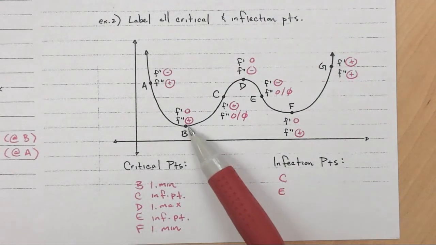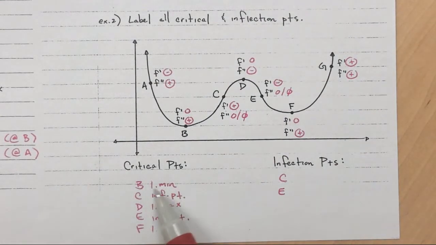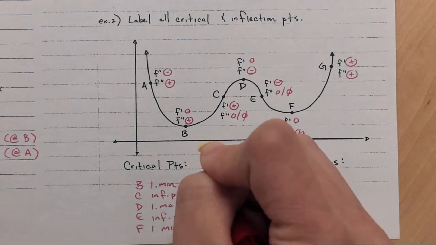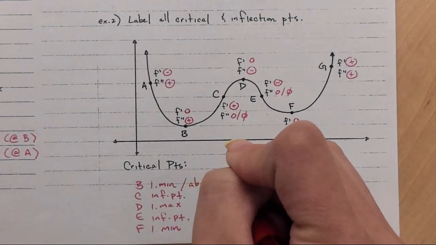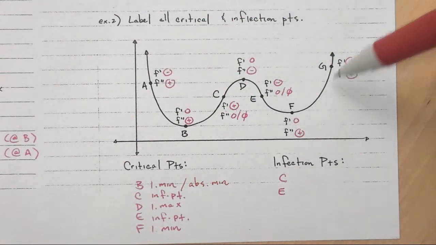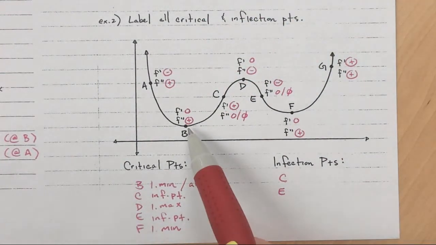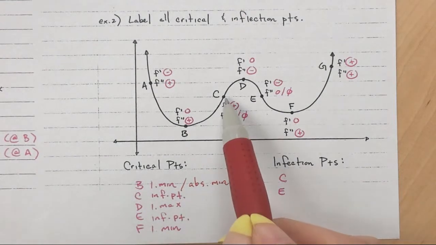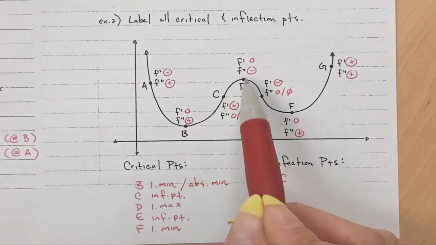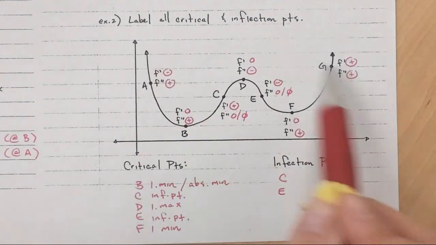And then I listed, okay, this looks like a local min. This also looks like, I would say, I'm going to put a little slash here. This also looks like an absolute minimum. Because you can see on the left, it goes up all the way. On the right, it goes up all the way. This is actually our lowest point. And then C right here, that's an inflection point. D is a local max. It's not an absolute because there's arrows here.